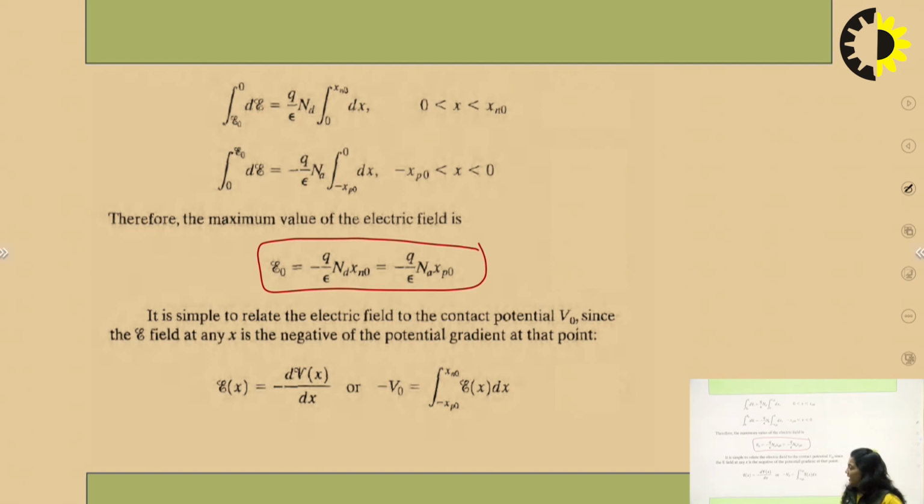It is simple to relate. Now I know that the electric field is the change in potential with respect to the distance. If we apply this formula, we will know that V naught is the contact potential, and it is from minus xp naught to xn naught, as we already know. So we will apply the change in electric field from minus xp naught to xn naught in the transition region.